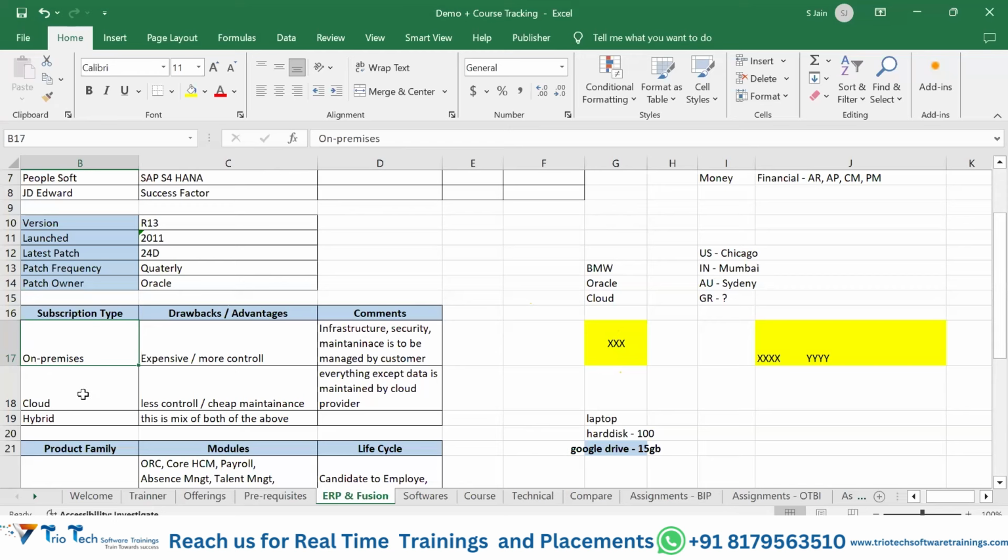If you go with the cloud, you may have less control, but it will be cheap because you do not need to look after the maintenance, what the security is, or what the AC temperature is in the server room. Nothing you need to maintain. And hybrid is a mix of both worlds. Some portion you keep on premises, and something you choose to keep in the cloud, based on your requirements, your line of business, and government regulatory boards and those sorts of things.